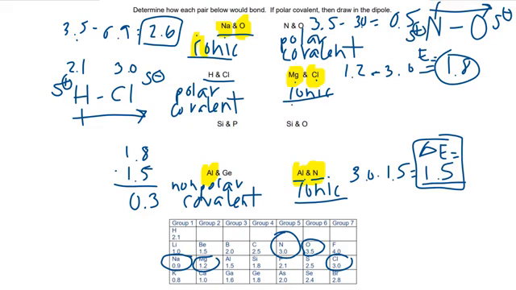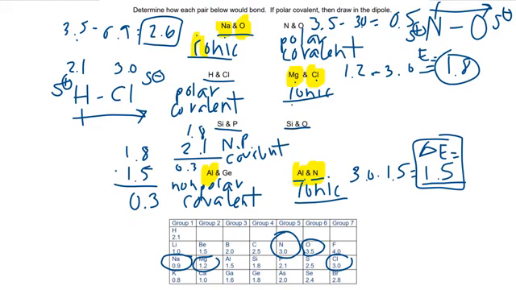Let's look at silicon and phosphorus. Si is 1.8 and P is 2.1. So the difference between these two is 0.3, which is non-polar covalent. NP for non-polar. Sorry, it's a little messy. This pen does not write very well on my computer.